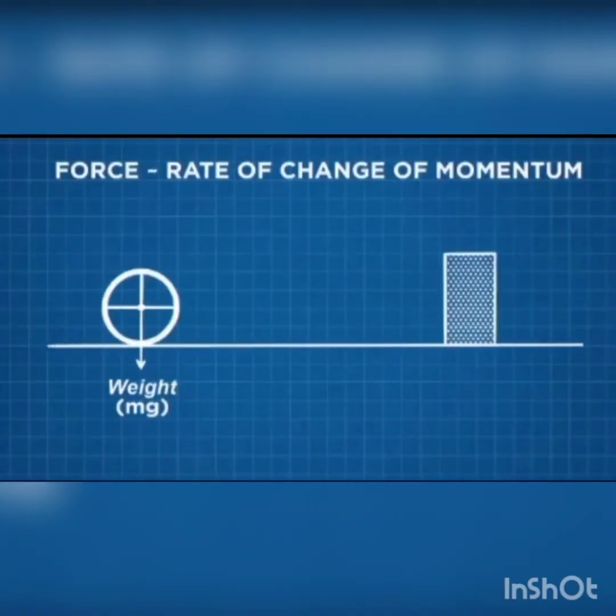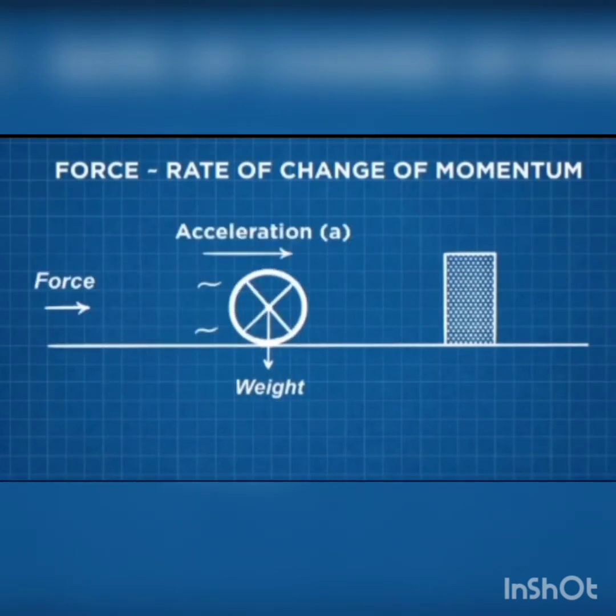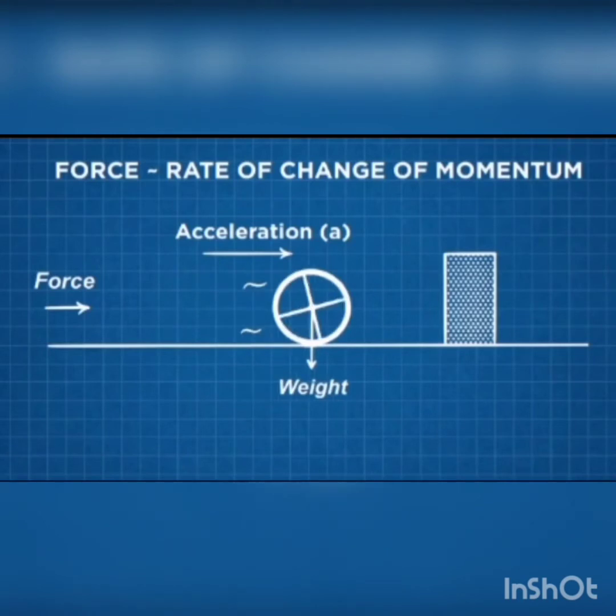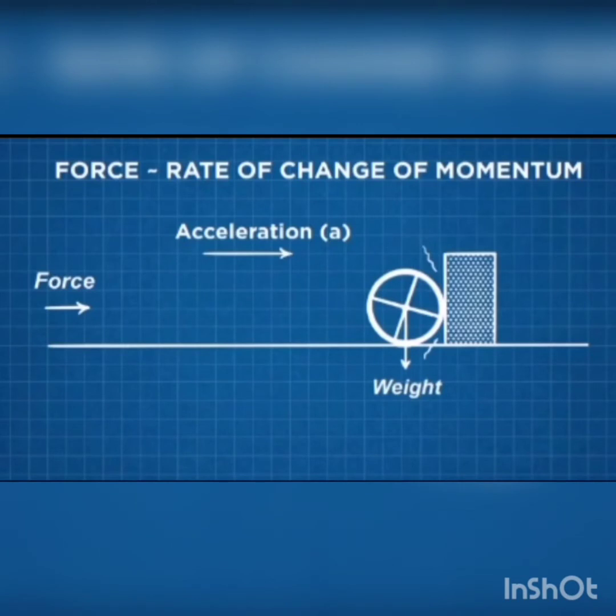Newton's second law is about the relationship between force and acceleration. Newton's second law of motion states that the force acting upon an object is directly proportional to the rate of change of momentum, which is expressed by the formula F equals m multiplied by a.